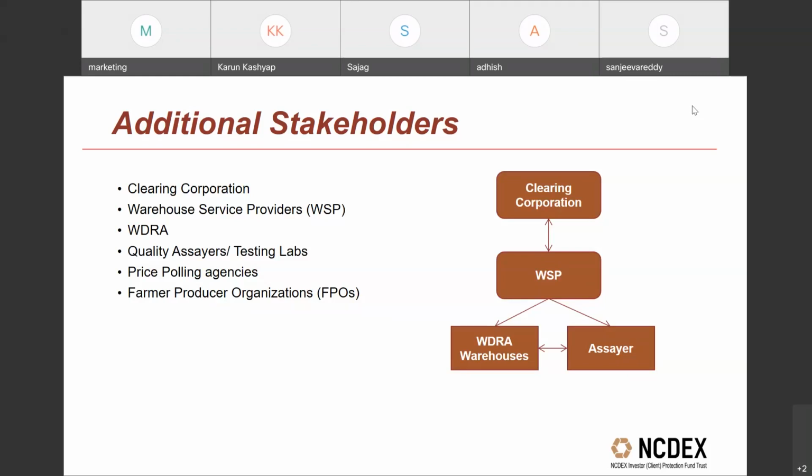Unlike the equity market, the physical commodity or spot market is not tradable on the exchange platform. And to get the real price of the physical market, we have a price polling agency which takes the mandi price through its polling mechanism. And we have farmer producer organizations also, where farmers can come and deliver their agriculture commodity or produce on our exchange platform.